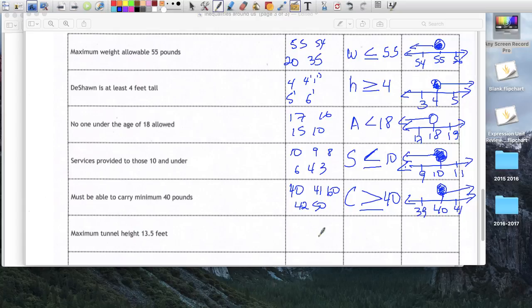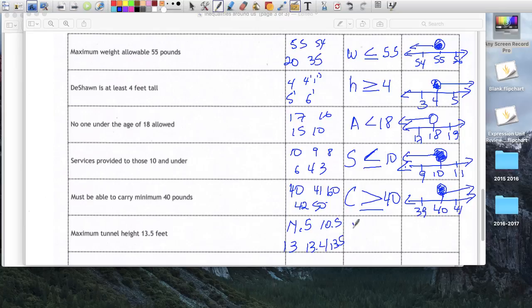The maximum tunnel height is 13.5. So if you have a tunnel and you're having your car going through it, make sure that whatever you're driving is not taller than 13.5 feet. Okay, so your vehicle could be 11.5 feet tall, it could be 10.5 feet tall, it could be 13 feet tall, it could be 13.4 feet tall, okay? And it can even be 13.5. Anything above that, your car will probably hit the top.